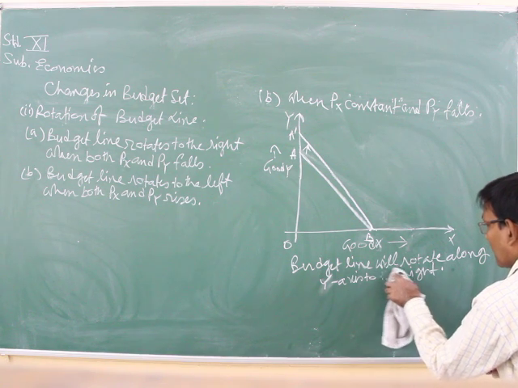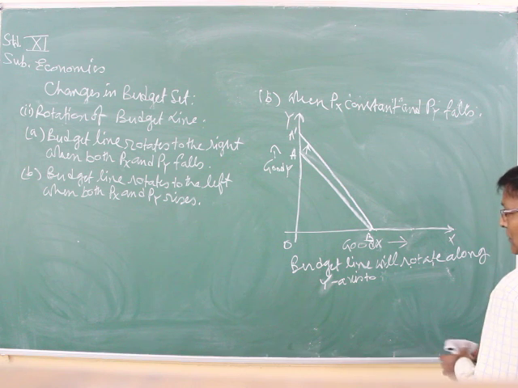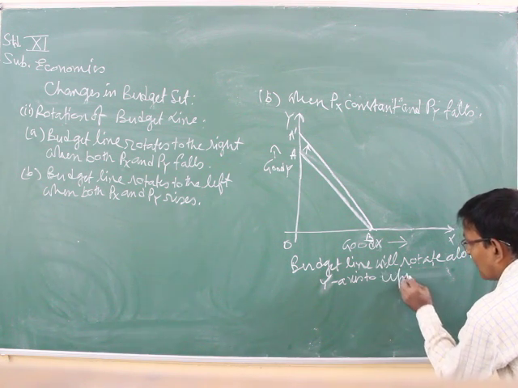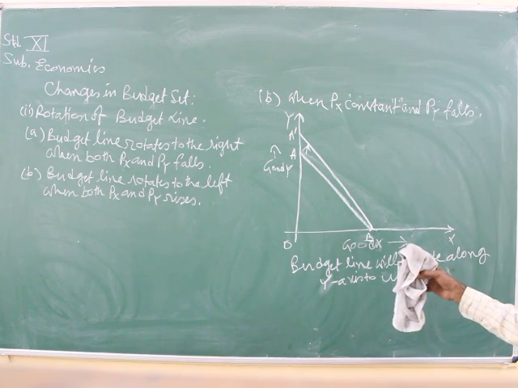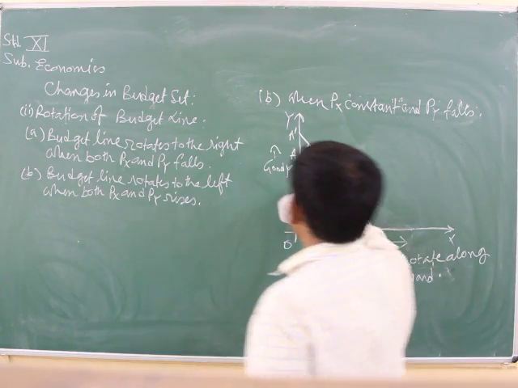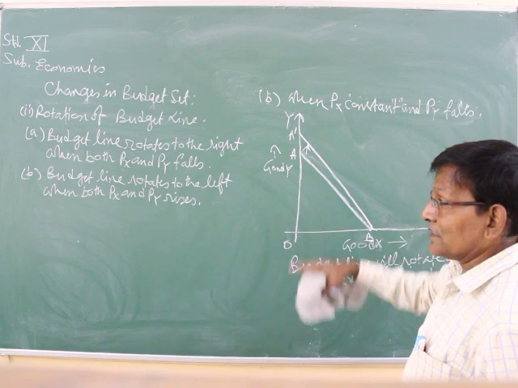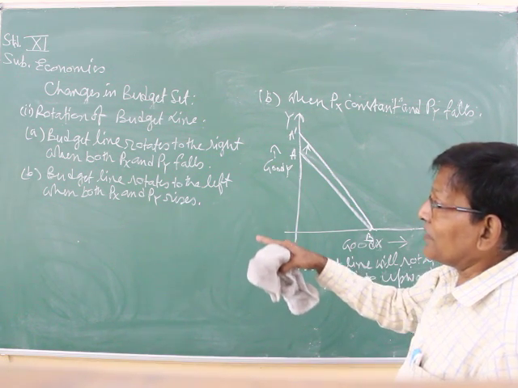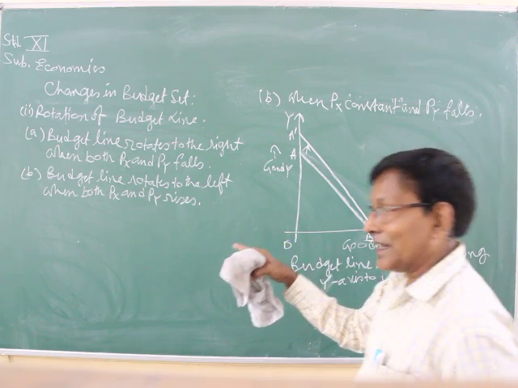to upward. Okay. So in this case, what is happening? There is a right, as I told you over here, to the right. Here the budget line is rotating to the right. Okay, but along y-axis.